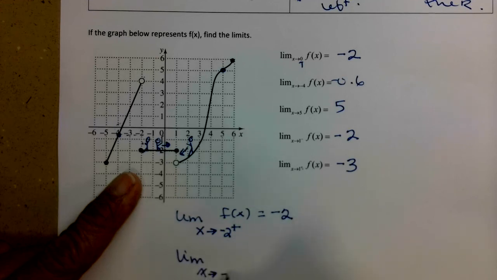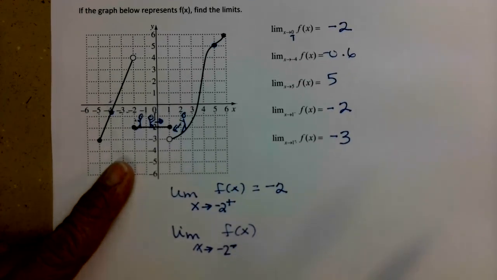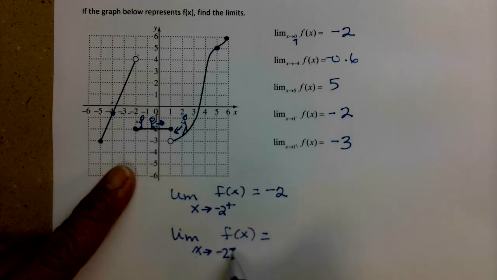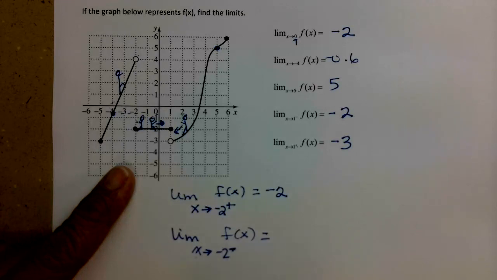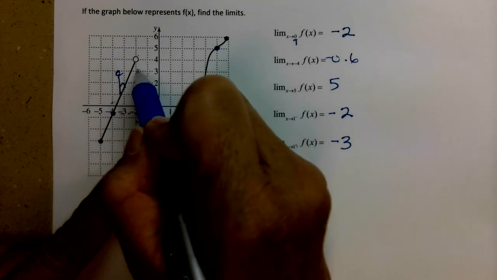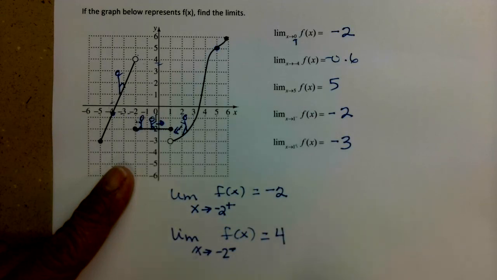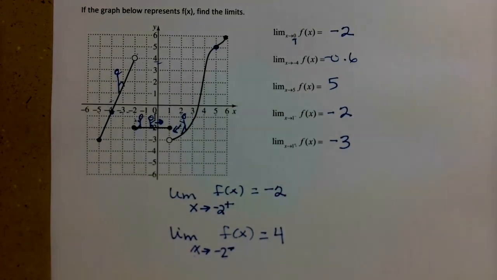And then if we head towards -2 from the left, so x approaches -2 from the left, the little negative superscript, and we're talking about our function f of x, what is that value? So we're headed towards -2 from the left-hand side. Walk that way. It looks like my y values are getting closer and closer to 4 the closer I get to -2. So that's how you can use a graph to evaluate the limits of a function.